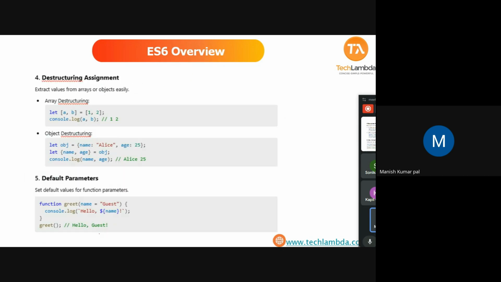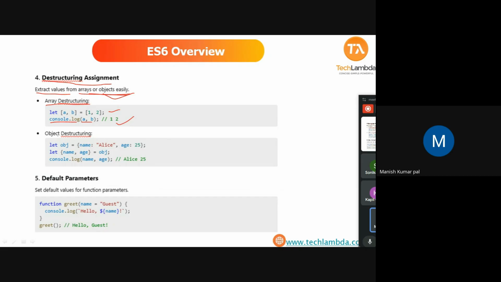Now there's another concept of ES6, that is destructuring assignment. It extracts values from an array or object easily. Array destructuring is what? Let a comma b is equals to 1 comma 2. In this way, we destructure the array and we console.log a comma b, so it provides the result 1 and 2, right? So in this way, we extract the values from an array easily.